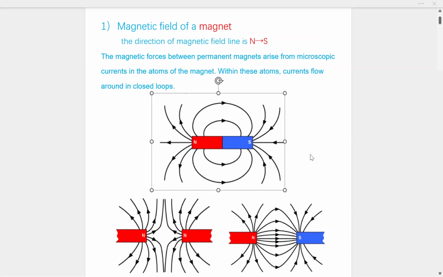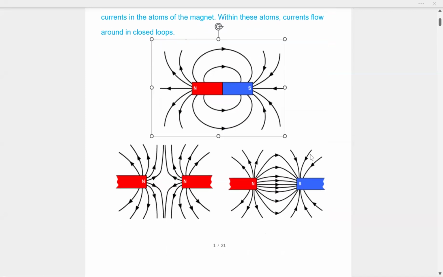As you can see here, when we have a north pole and this north pole, they will repel each other. As you can see from the magnetic field lines, they are going away from each other. Just like when we have a negative charge and a negative charge, its electric field lines are the same. However, if we have opposite poles, like the North Pole and the South Pole, they actually attract each other, as you can see from the magnetic field lines. And it's very similar to the electric field.